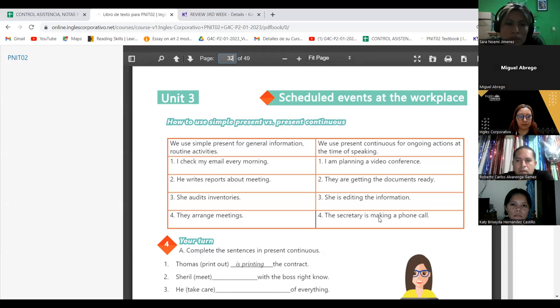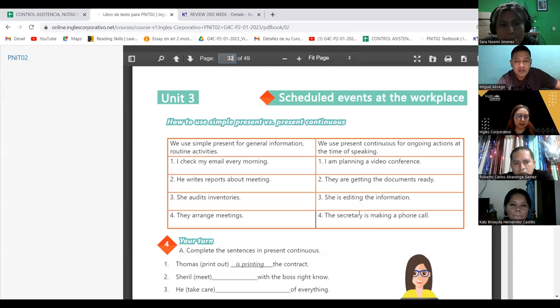Veamos, Sara. Okay, teacher. We use the simple present for general information, routine activities. I check my email every morning. He writes reports about mirroring. She audits inventories. They arrange meetings. Very good. Es bien importante que cuando yo hablo en presente simple, tercera persona, siempre menciono la S con los verbos, right? Miren, primera persona no lo lleva, plurales no lo llevo. Pero si estoy hablando en tercera persona presente, sí tengo que ponerle la S. Si es afirmativa mi oración, ¿verdad? She writes reports, she runs in the park, they live, she audits.